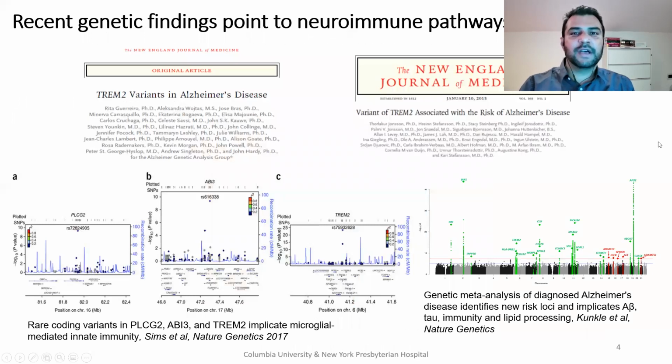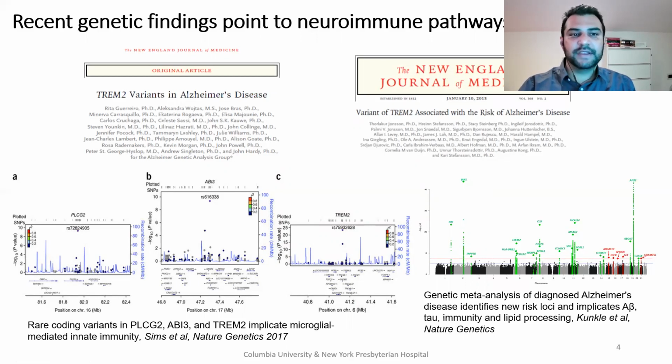Recent genetic studies point towards immune-related pathways. Large-scale sequencing and GWAS studies have identified several genes related to microglia and immune-related pathways. TREM2 was the most prominent finding from two large sequencing studies in 2012 and 2013 in the New England Journal of Medicine, as shown in the top panel. Several variants in TREM2 significantly increase risk of Alzheimer's disease by 2 to 4-fold, which is comparable to the risk conferred by having one copy of the ApoE4 allele.